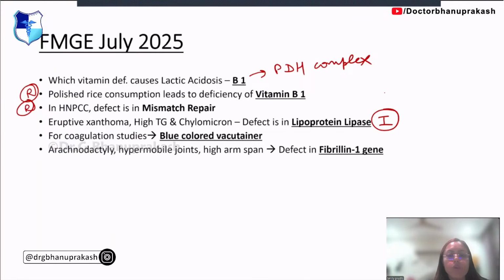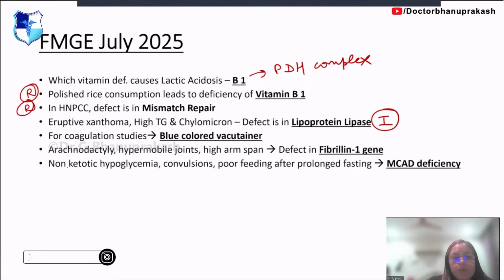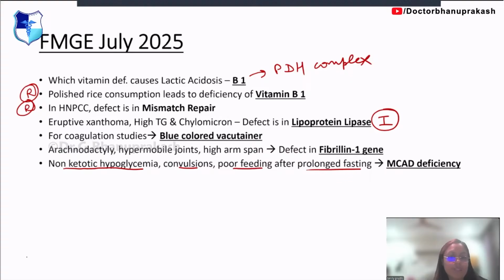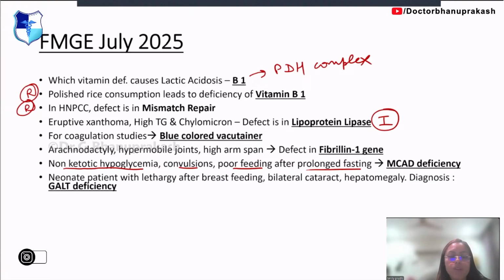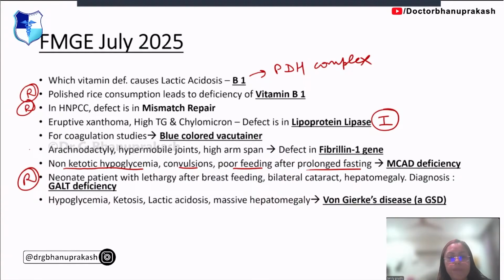Arachnodactyly, hypermobile joints, high arm span, Marfan syndrome, defect is in the fibrillin 1 gene. Non-ketotic hypoglycemia, convulsions, poor feeding after prolonged fasting. Very typical of MSUD. Do read this topic, MSUD, in detail. Neonate with lethargy after breastfeeding, bilateral cataract, hepatomegaly. Repeated question on GALT, galactosemia.